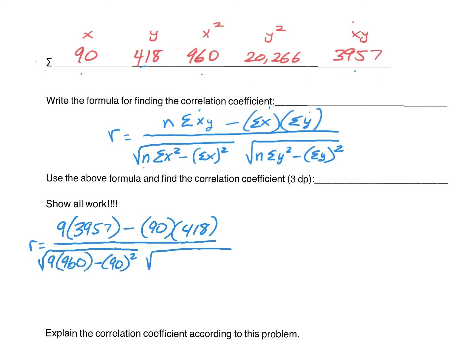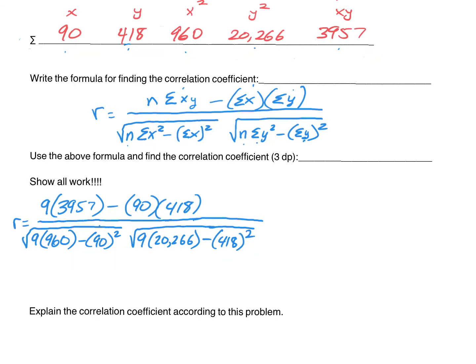Under the other radical, I have the n, which is 9, and I have the sum of the y squares. That's that big old number. That's the 20,266. And I'm subtracting the sum of the y's, which is 418, and it's being squared. Okay, so I need to see you plug in all of the pieces. Now, what do I want from here?